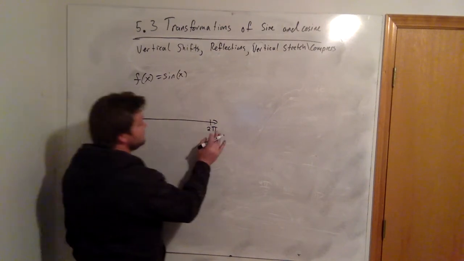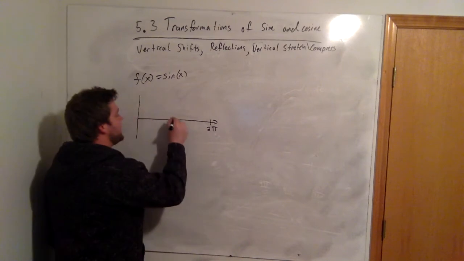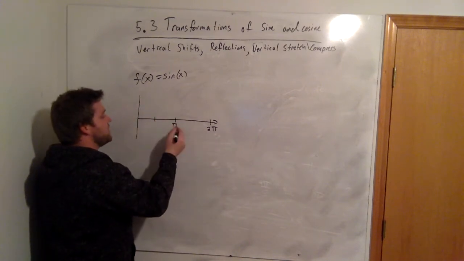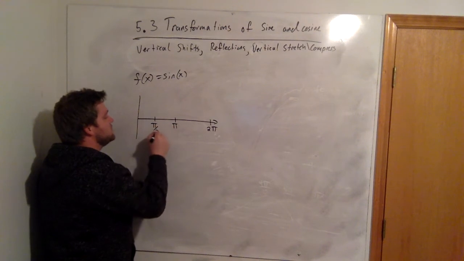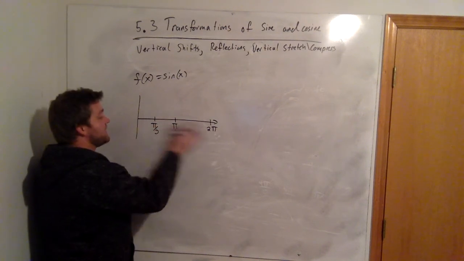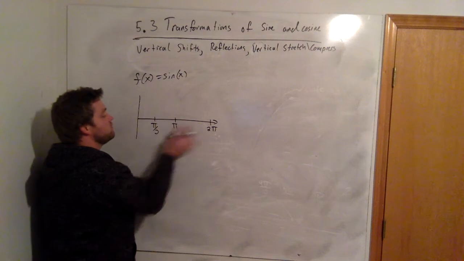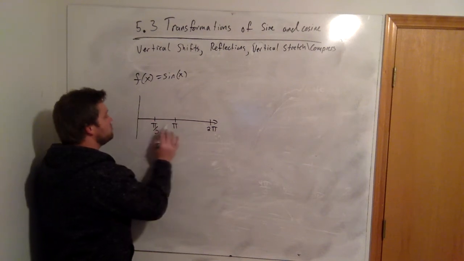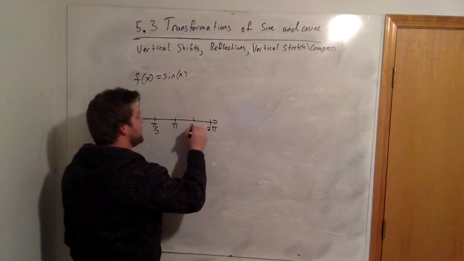So I'm always going to mark the period 2 pi. I'm going to cut that in half. I'm going to cut that in half again. So half of 2 pi is pi. Half of pi is pi over 2. And I'm going to cut my x-axis into 4 equal intervals that will have an equal width of pi over 2. So 1 pi over 2, 2 pi over 2s, 3 pi over 2s.